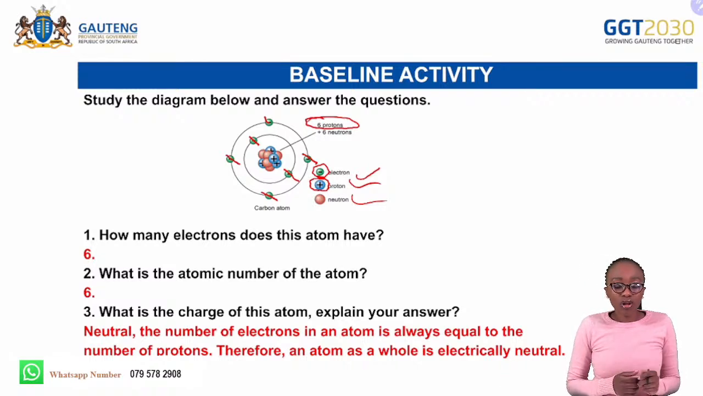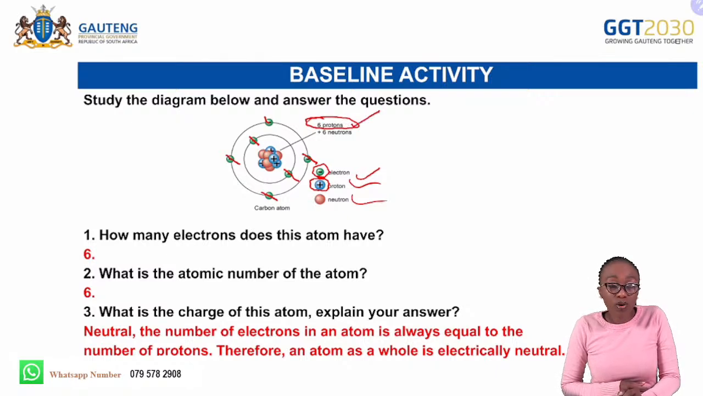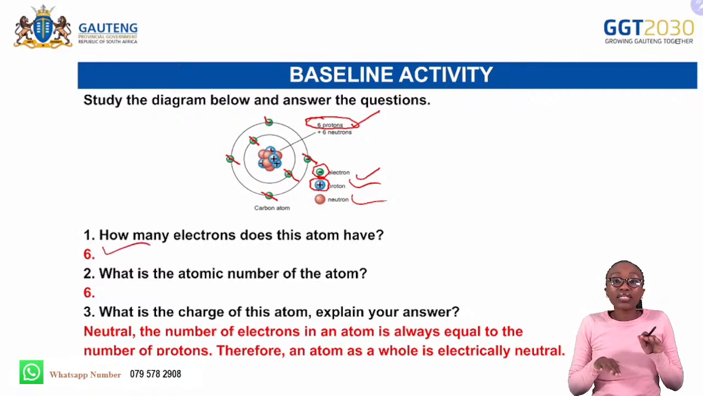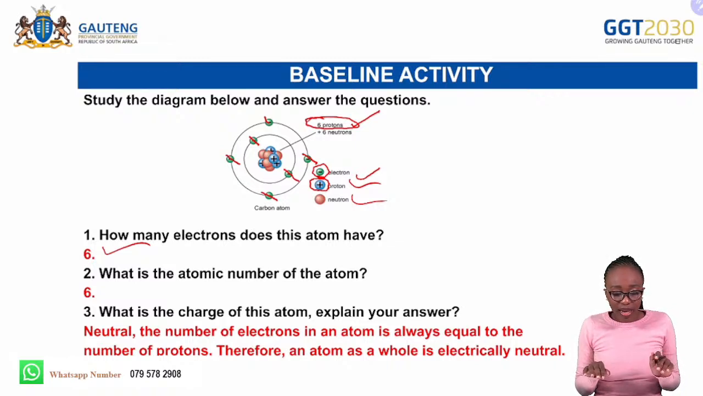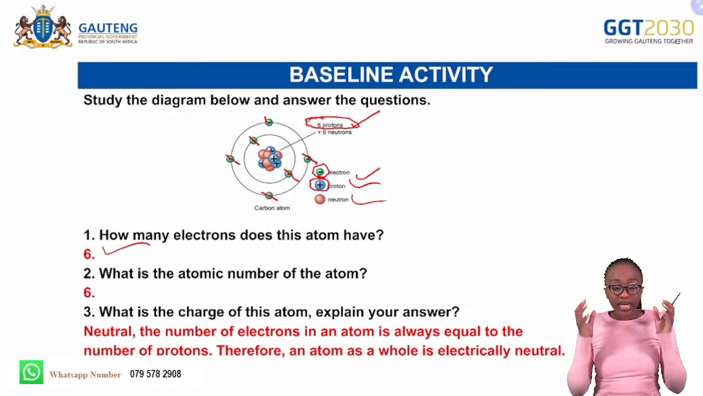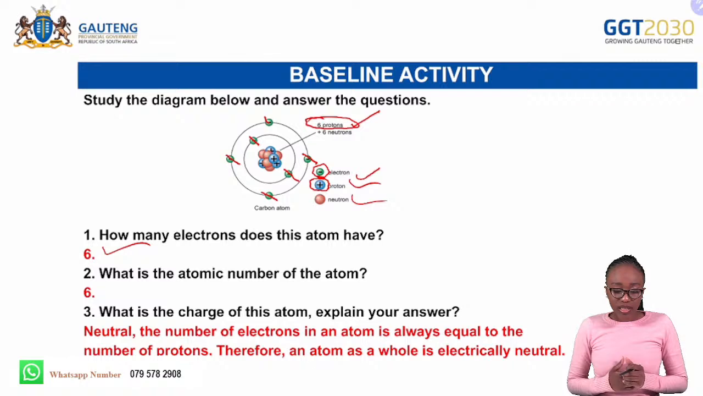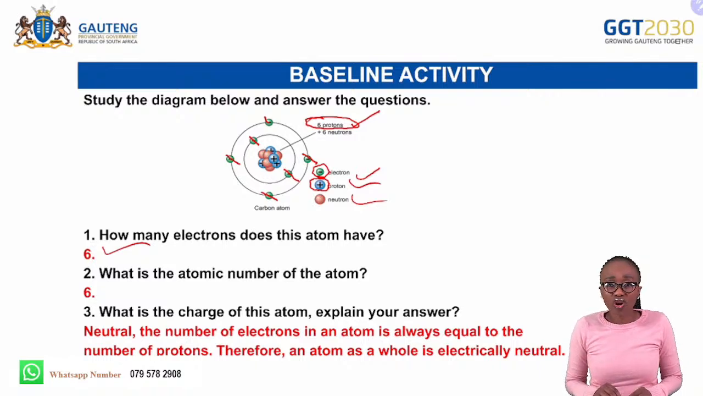So there are equal numbers of protons, 6, and equal numbers of electrons, which are also 6, which means that our charges are balanced. We have 6 negative charges and 6 positive charges, so our overall charge is going to be neutral. The charge of the atom is neutral because the number of electrons is always equal to the number of protons, therefore the atom is electrically neutral. I'm going to give you 1 minute to copy down the corrections, and then we will continue with our lesson.